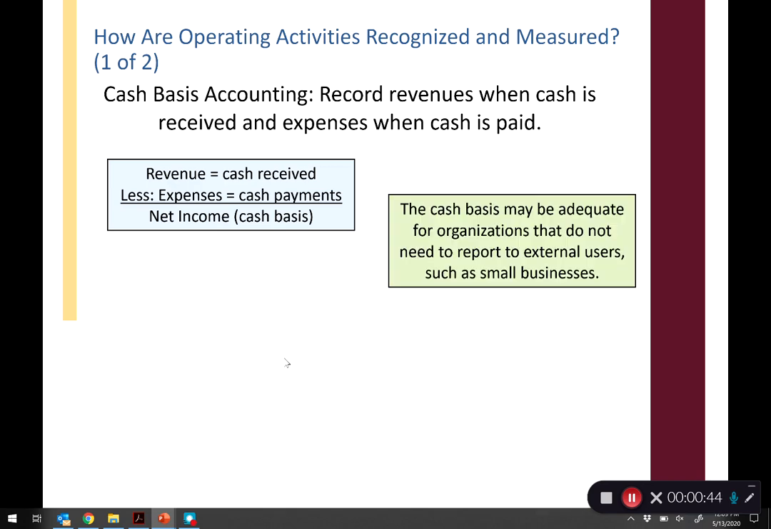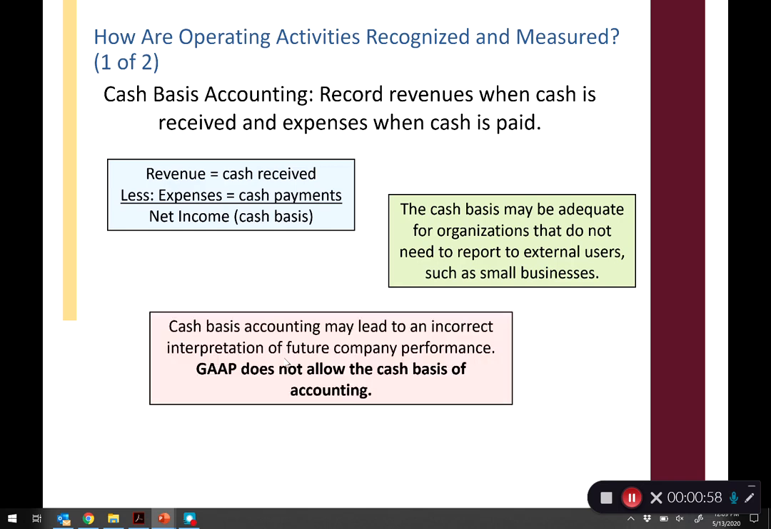The cash basis sometimes is adequate for organizations that don't need to report to external users, such as small businesses. The IRS allows small businesses to report on the cash basis and pay their taxes on the cash basis. But cash basis accounting can lead to the incorrect interpretation of future company performance because it's really dependent upon timing, when we get the money and when we pay it.